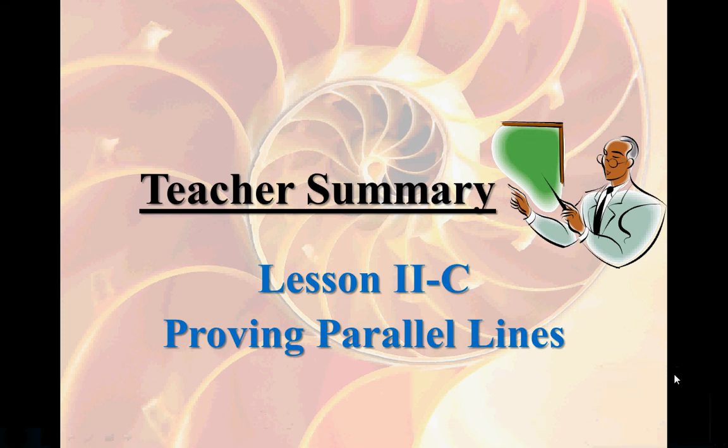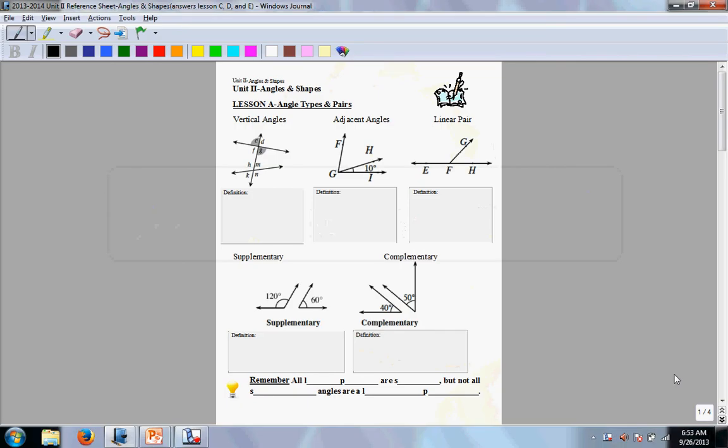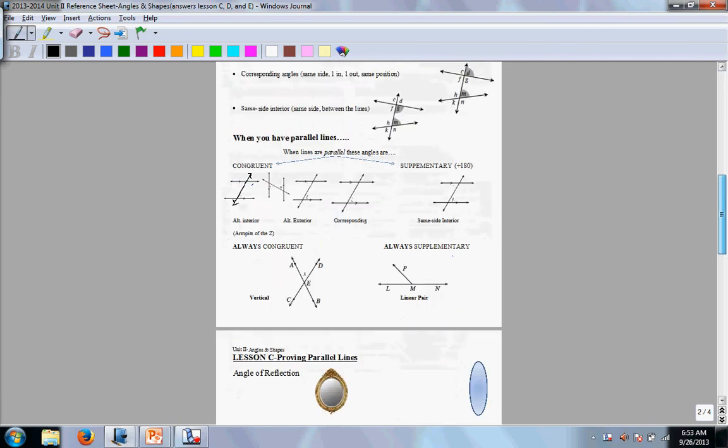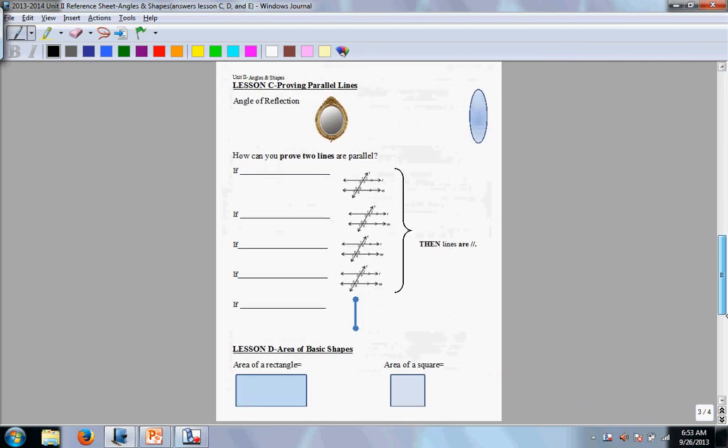This is the teacher summary for Lesson 2C, Proving Parallel Lines. We're going to start here in your Ringlet reference card. You want to turn to Lesson C now. Taking a look here, Proving Parallel Lines.